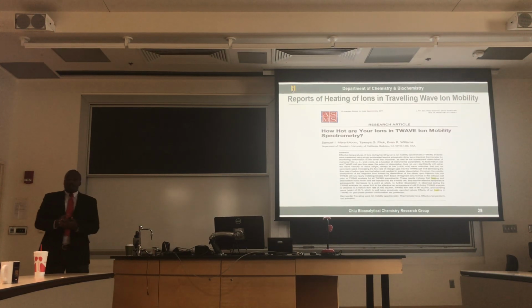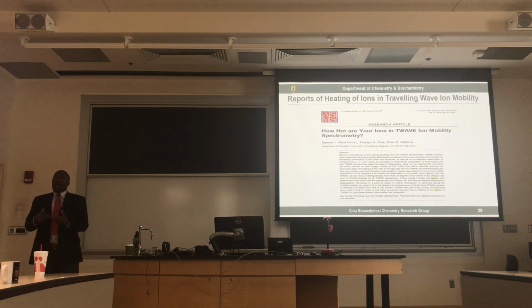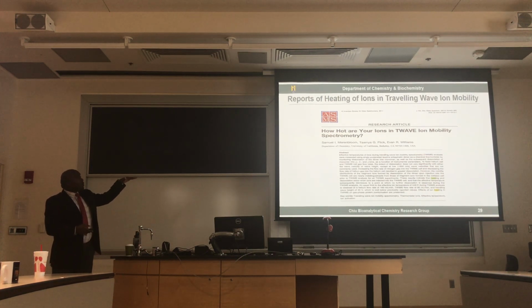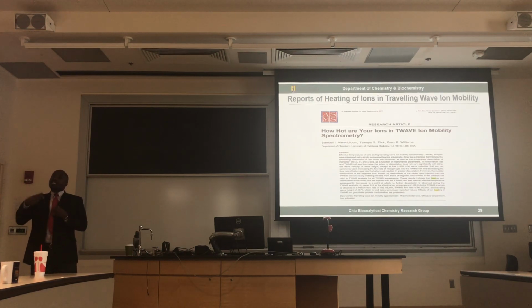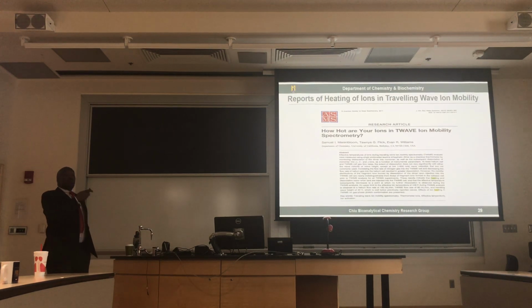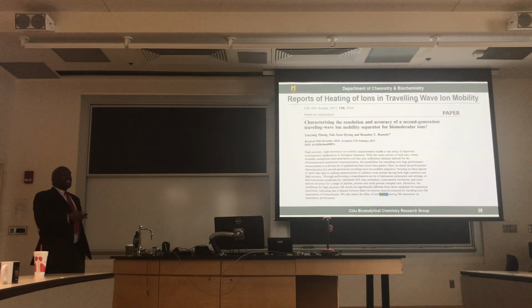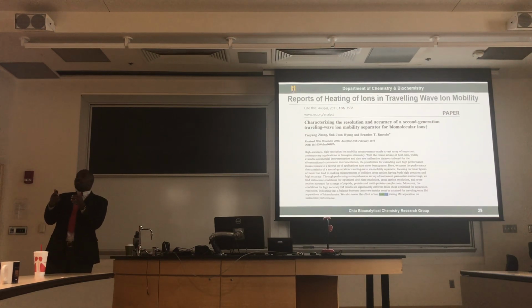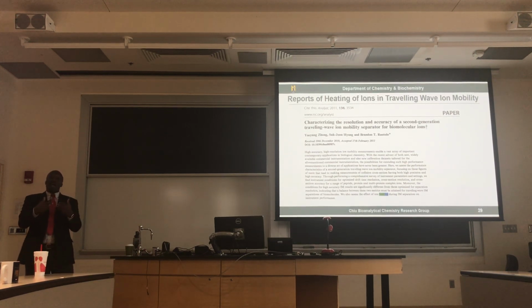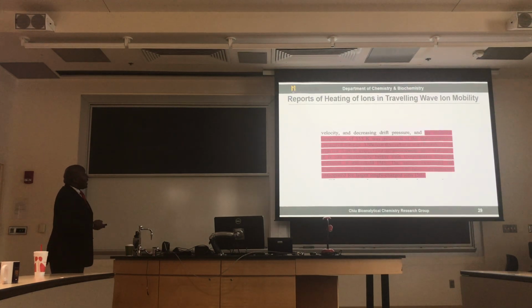So when I joined the group, the instrument was relatively new, and we had not understood it completely. There are so many papers that had reported that ions get heated in the ion mobility cell. For example, what I'm showing you are different papers in the literature that have reported ions being heated in the ion mobility cell. And the problem with all this is that the temperature that was being reported varied according to the type of ions or samples that were analyzed, according to different groups. So we were at a loss because we did not understand this instrument better.